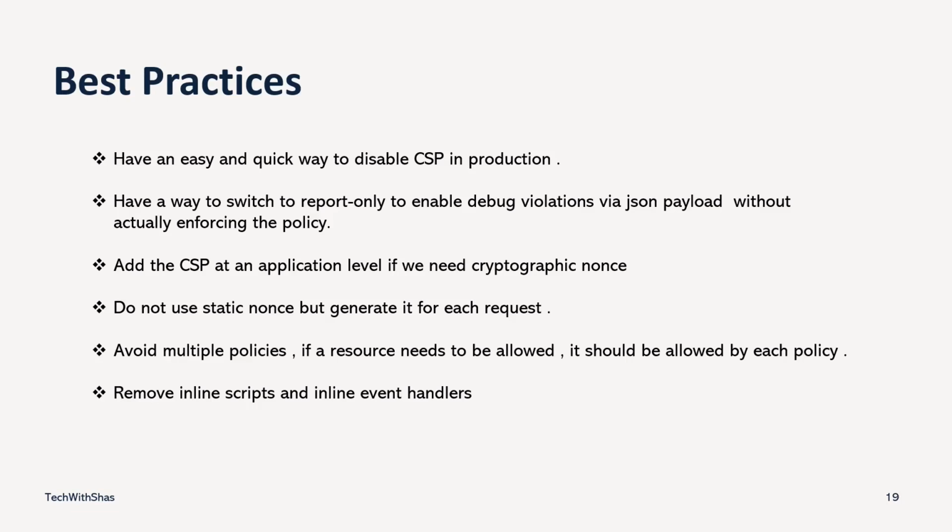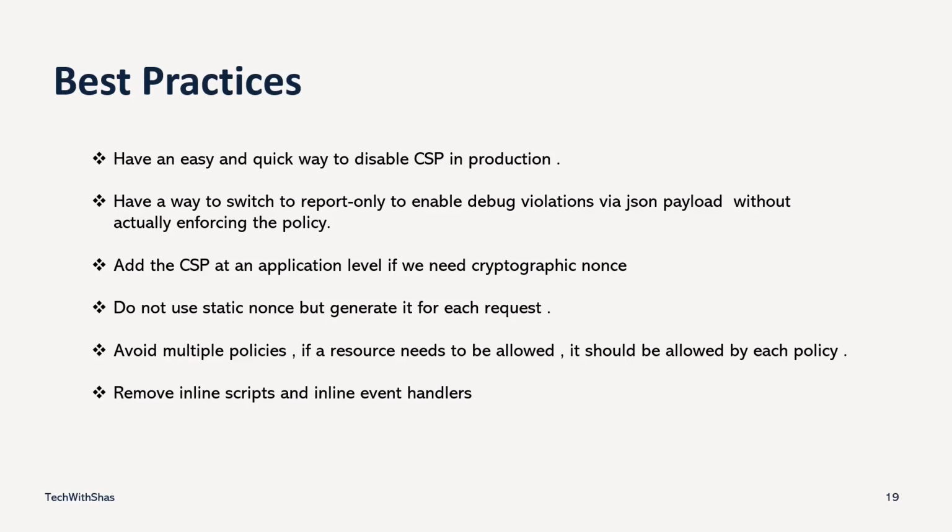Then, whenever you are implementing this policy and you are not sure, you can switch back to that report only policy. At that time, any error or violation that comes, you can get the JSON payload in that URL, analyze it, fix the code, fine tune it, and then change whatever is required.